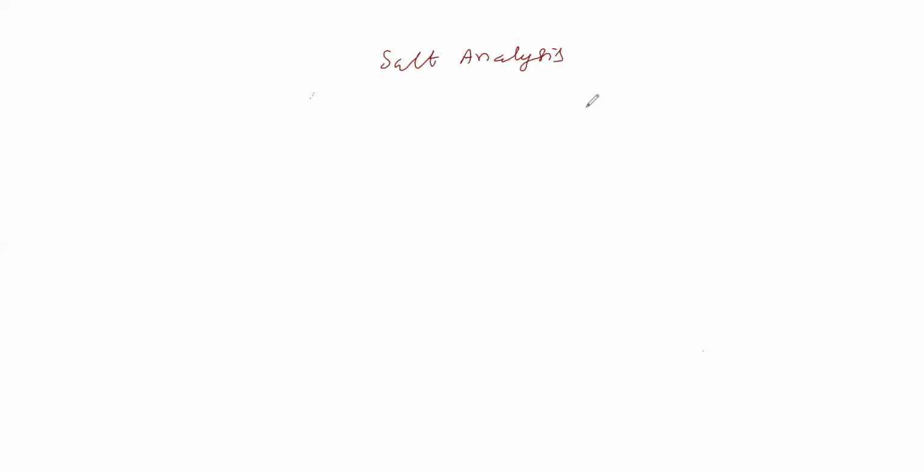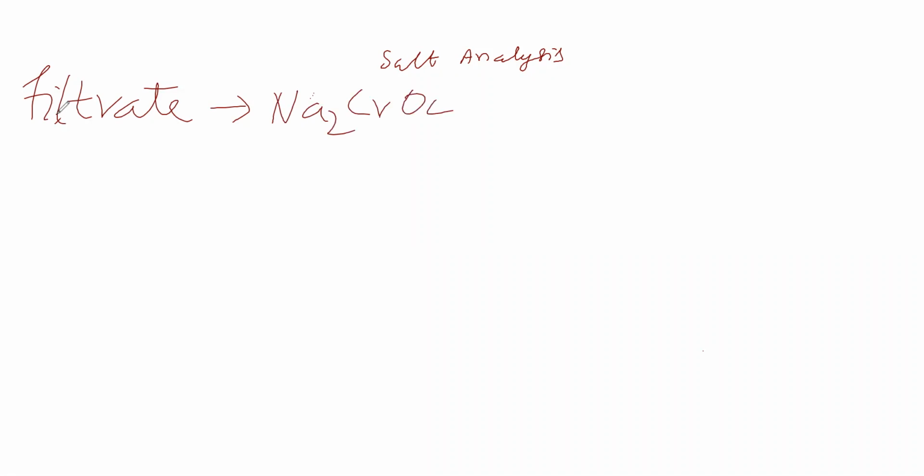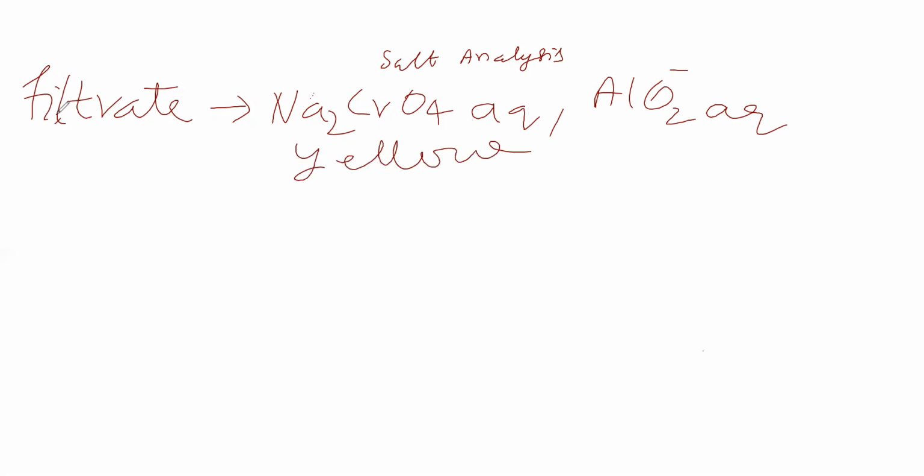In the salt analysis, we will take that chromium and aluminum filtrate. The filtrate contains one, sodium chromate solution, and another one, meta-aluminate solution. Sodium chromate solution is yellow colored. Meta-aluminate is colorless.